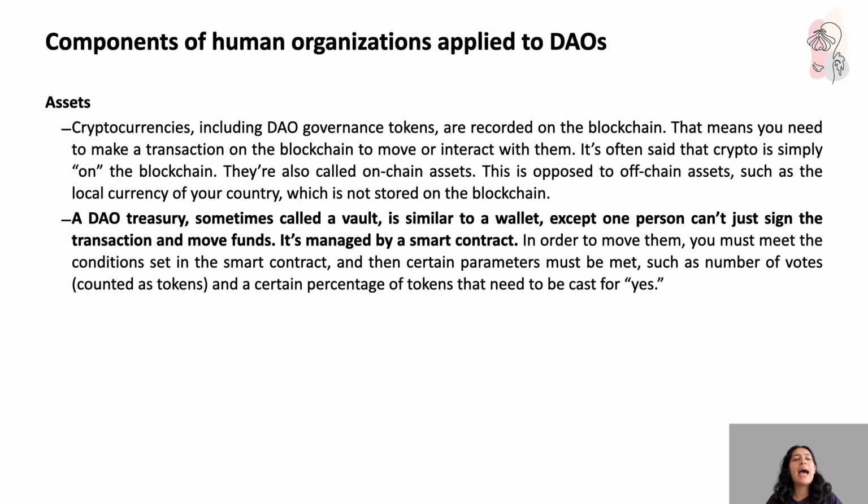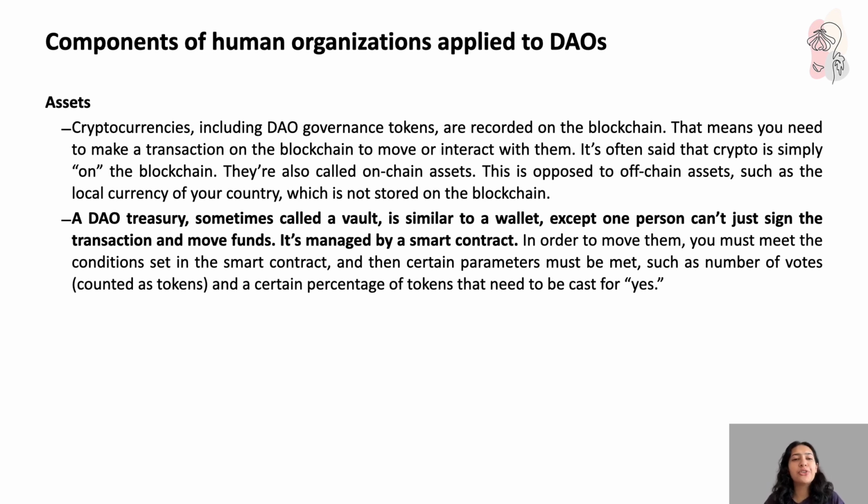Then if I talk about the assets, cryptocurrencies, including DAO governance tokens, are recorded on the blockchain. That means you need to make a transaction on the blockchain to move or interact with them. And if you're making a transaction on the blockchain, it is going to always stay there. It's often said that crypto is simply on the blockchain and they're called on-chain assets. This is opposed to off-chain assets, and off-chain assets are your currency, the local currency of the country you're staying in, which is obviously not stored on the blockchain.